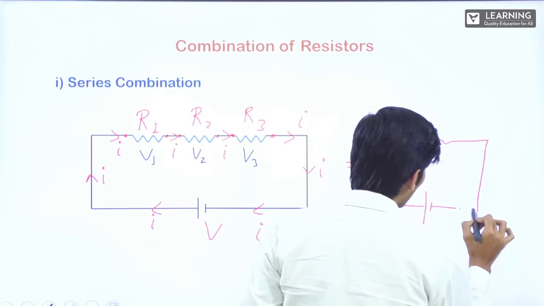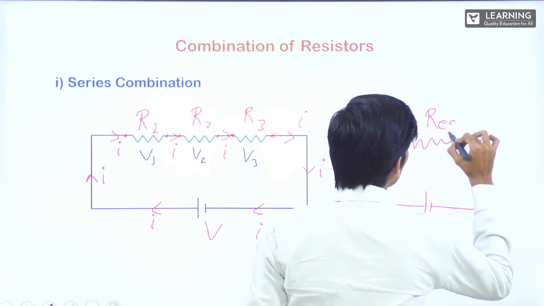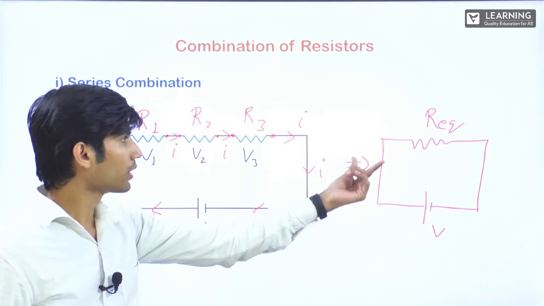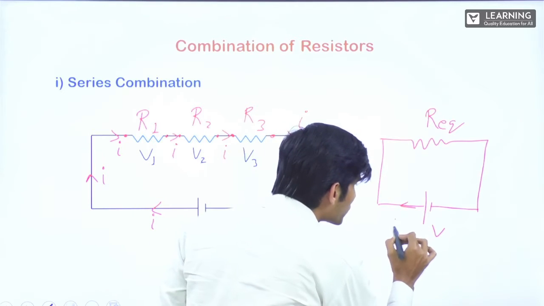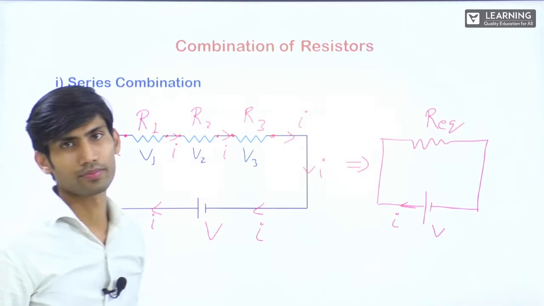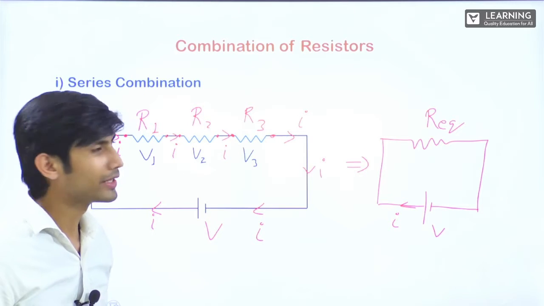The battery will be of voltage V only. There will be one resistance which I have placed in place of all these three. By putting this particular resistance, the current drawn from the battery should be I. So what will be the value of this resistance, or what will be the equivalent of all these three resistors? Okay, let us find out.